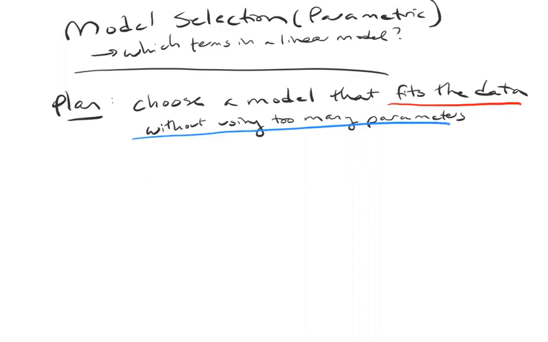So we're trying to do a balancing act here, right? We want to choose a model that describes the data really well. We want it to fit the data. What do I mean by that? I want the residuals to be small. I want the fitted values to be close to the actual data values. But I want to do that without having 1,000 terms in my model. So there's a trade-off here.